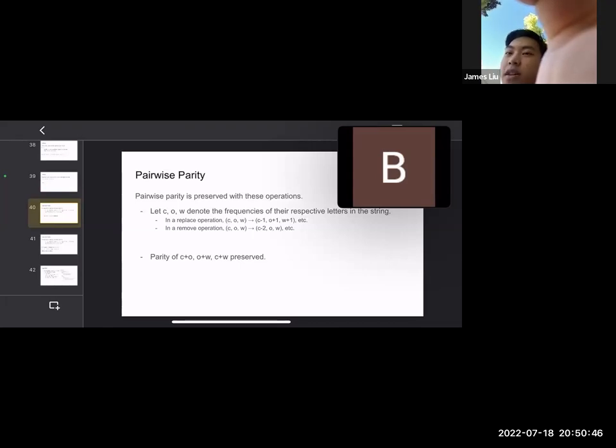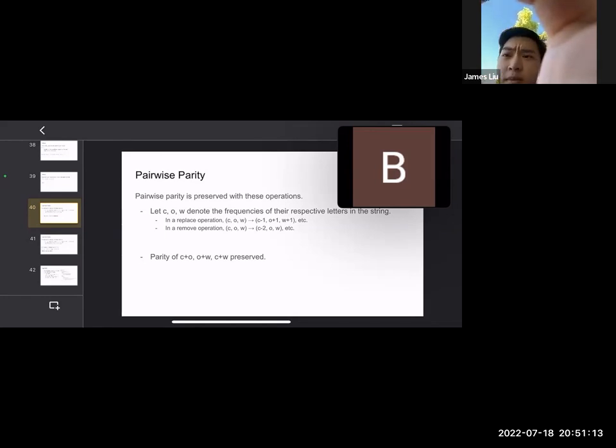We noticed that pairwise parity is preserved with each operation. Now, what does that mean? Pairwise parity is basically the parity of the sum of two elements in COW. So C plus O, O plus W, and C plus W. The parity of those three combinations is preserved.